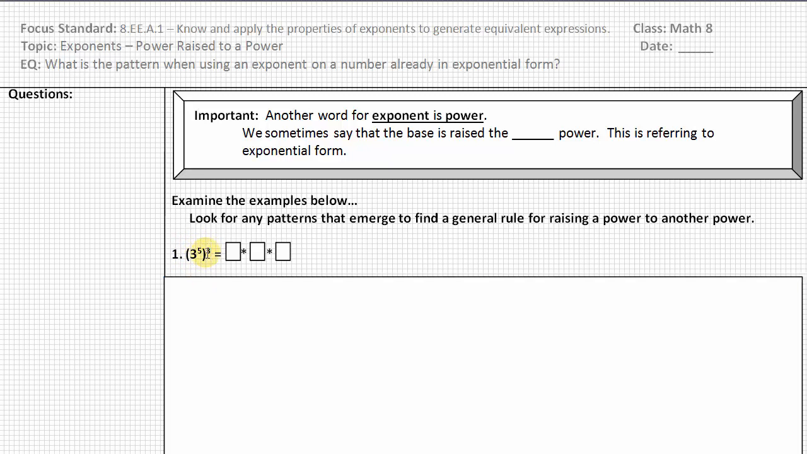So it wants us to take this group here, 3 to the 5th, and multiply it by itself 3 times. So that would look like 3 to the 5th power times 3 to the 5th power times 3 to the 5th power. So there we've started to expand it. And so that would help us determine what this exponent of 3 means. But now we need to expand this out further because we still have exponents.